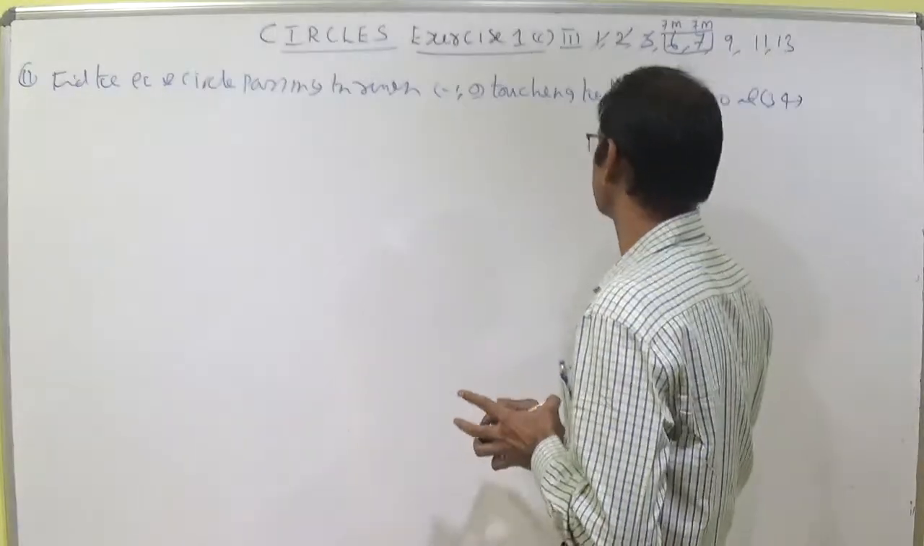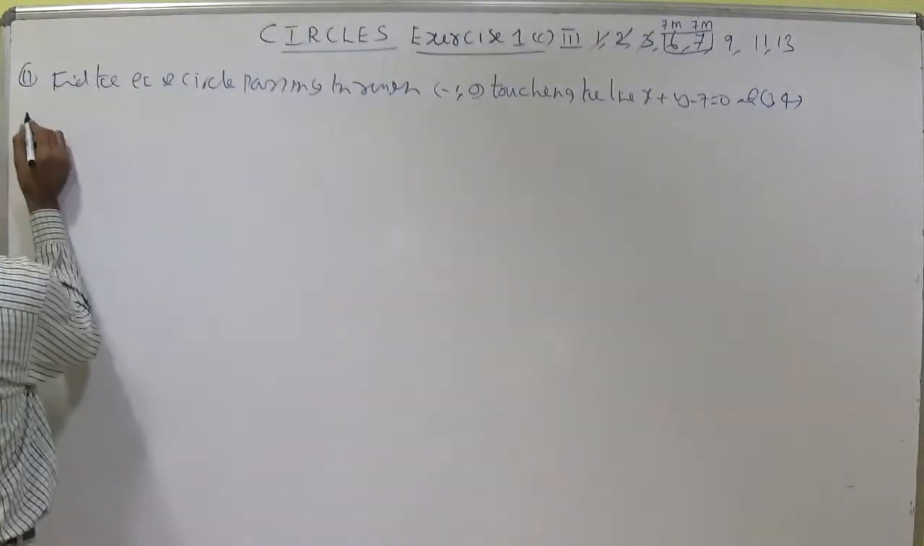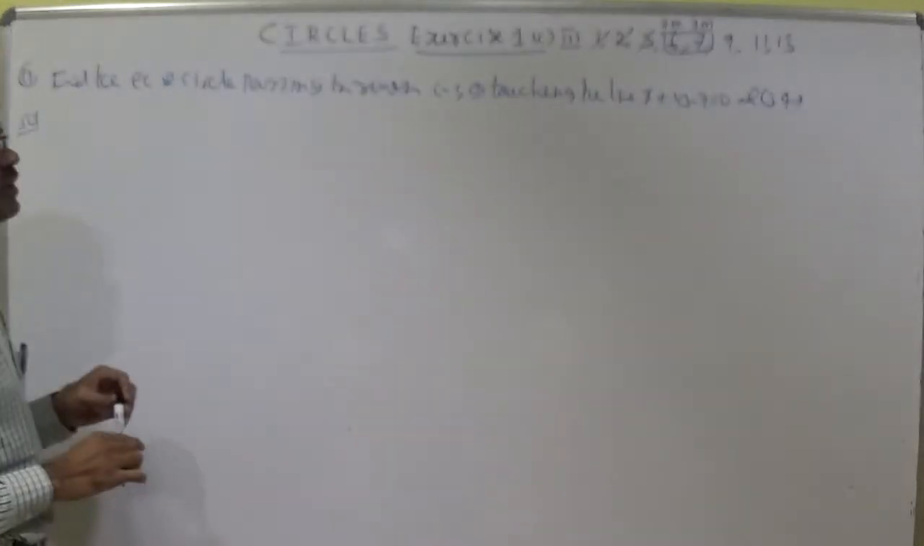Equation of circle passing through a point and another point, he has given 2 points. In 2001, this was given for 8 marks. In the old model, an 8 mark question is there.